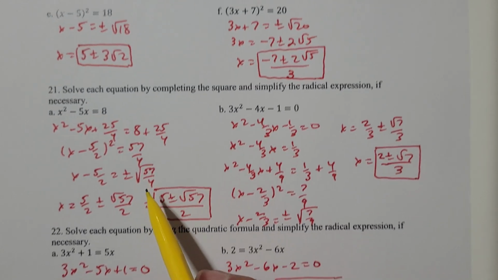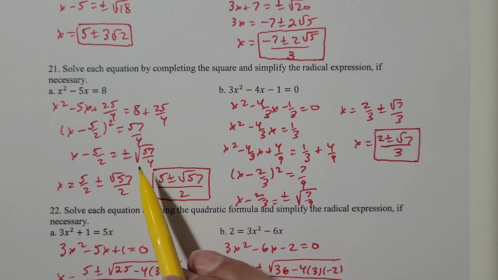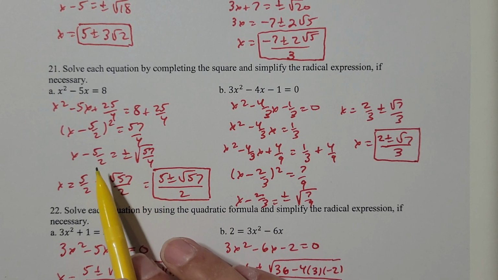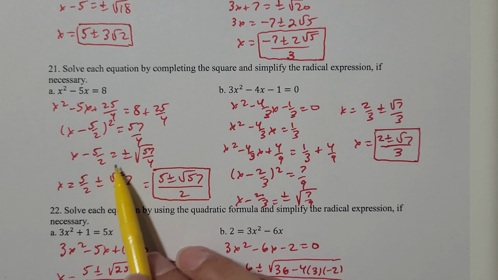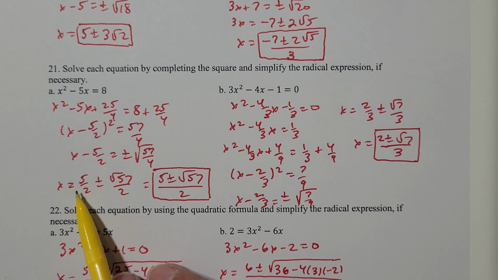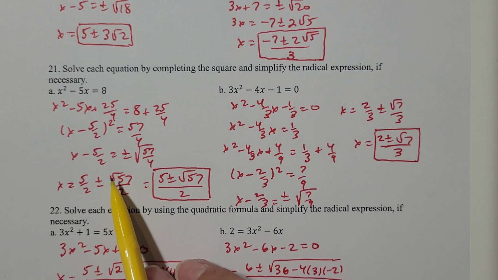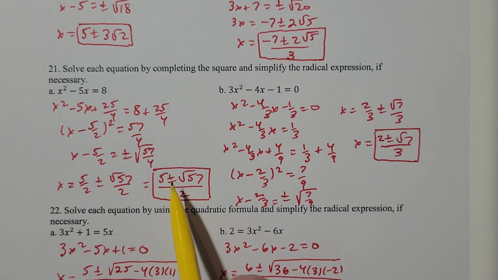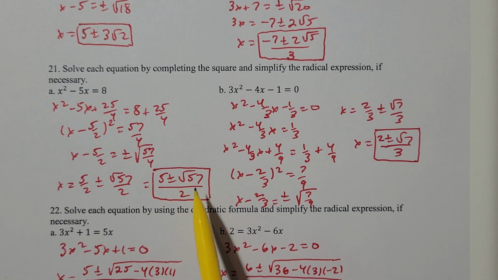Okay, and when I take the square root of the top and bottom, the square root of 4 is 2, right? Let me go ahead and add 5 halves to both sides. That way x is all alone. So x is 5 halves plus or minus root 57 over 2. Okay, and if I write that as a single fraction, I got 5 plus or minus root 57 all over 2.